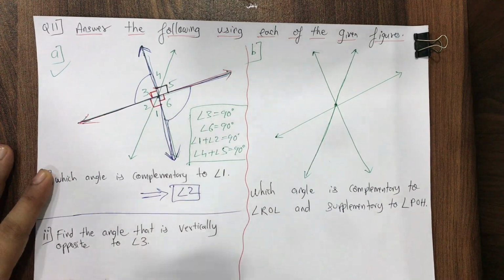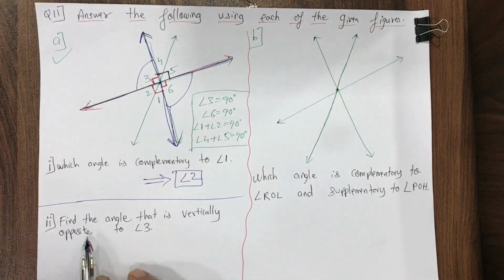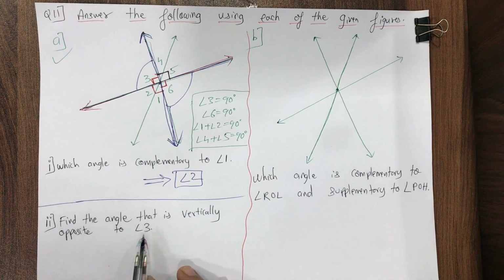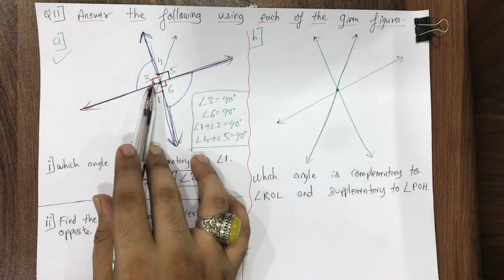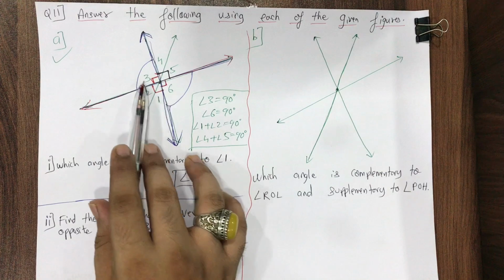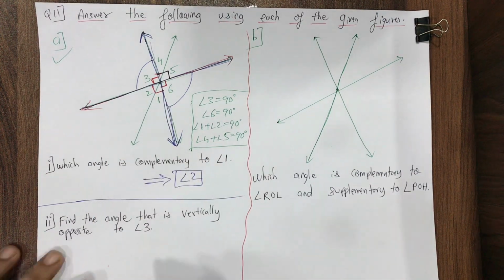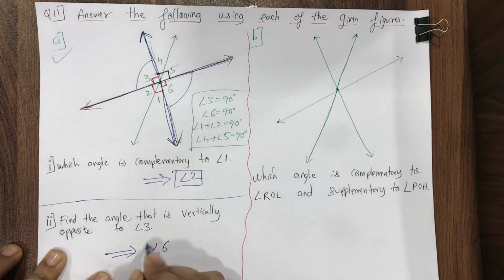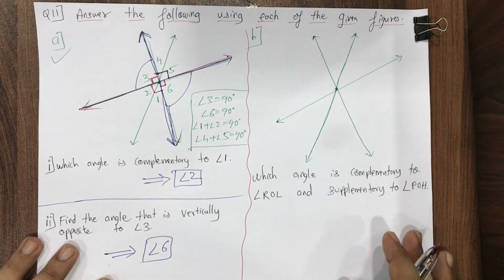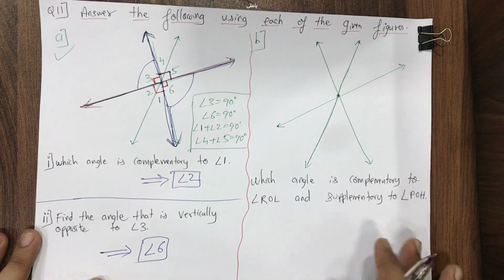Okay, answer is angle 2. Okay, next question. Find the angle that is vertically opposite to angle 3. What is exactly vertically opposite to angle 3? Angle 6. So the answer is angle 6. Okay, understanding please? It's very important.